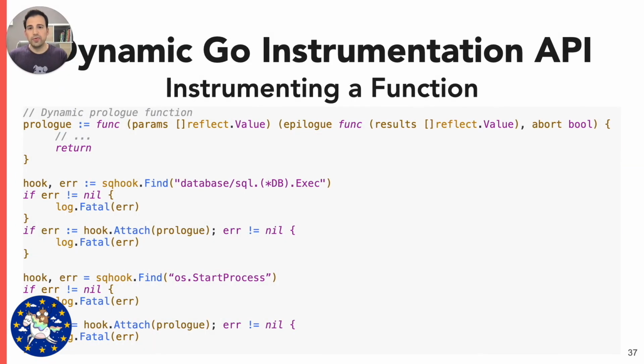Another alternative the package provides is to have a reflection-based prolog definition. This prolog would get the instrumented function parameters and results as reflection values. And so then you can dynamically attach it to completely distinct functions, and it is up to this function to do the job at runtime in order to adapt to them.